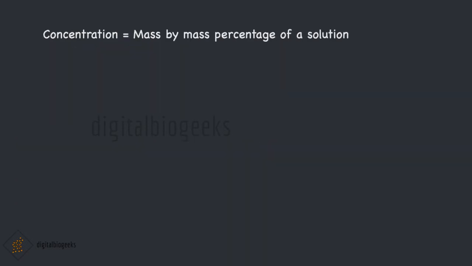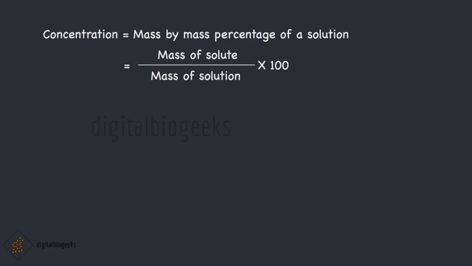One method of calculating concentration is mass by mass percentage of a solution. That means mass of solute by mass of solution into 100. Mass of solution can be calculated by simply adding the mass of solute plus mass of solvent.